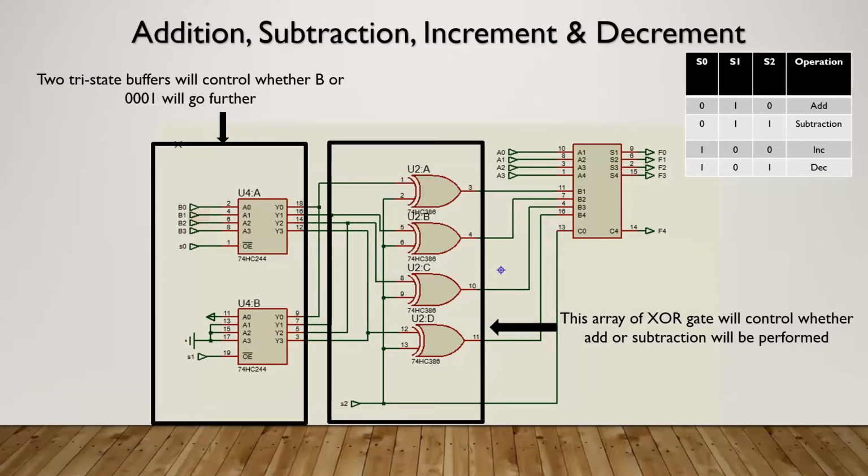When buffer 2 works, the same thing happens, but the bits that go to the XOR gate input are 0001 instead of bits of B. The S2 switch will control whether increment or decrement will occur, just the same way I have described previously.